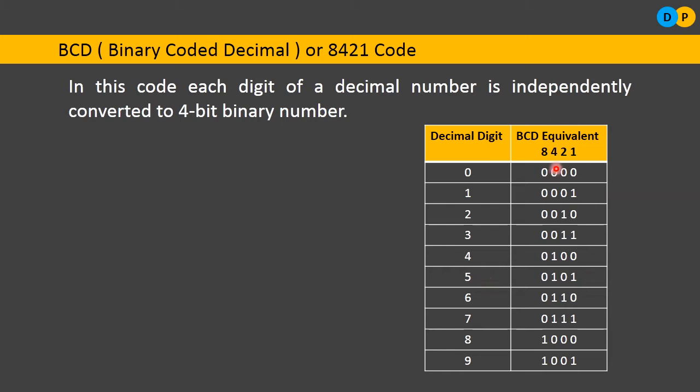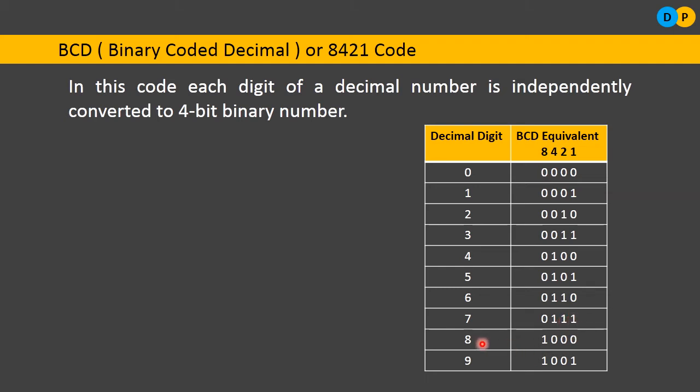Similarly 5. So 4 plus 1 is 5. So 0, 1, 0, 1. So what about 6? 4 plus 2 will make 6. So 0, 1, 1, 0. Next 7. 4 plus 2 plus 1 will give me the answer 7. So 0, 1, 1, 1.